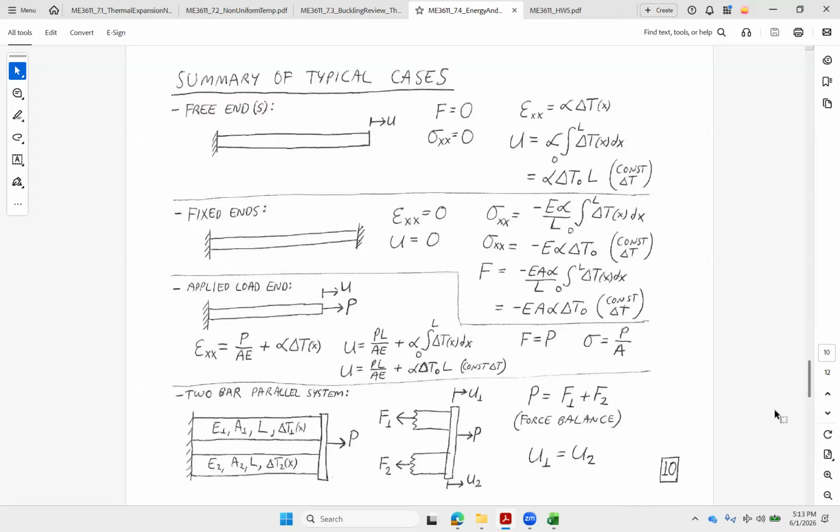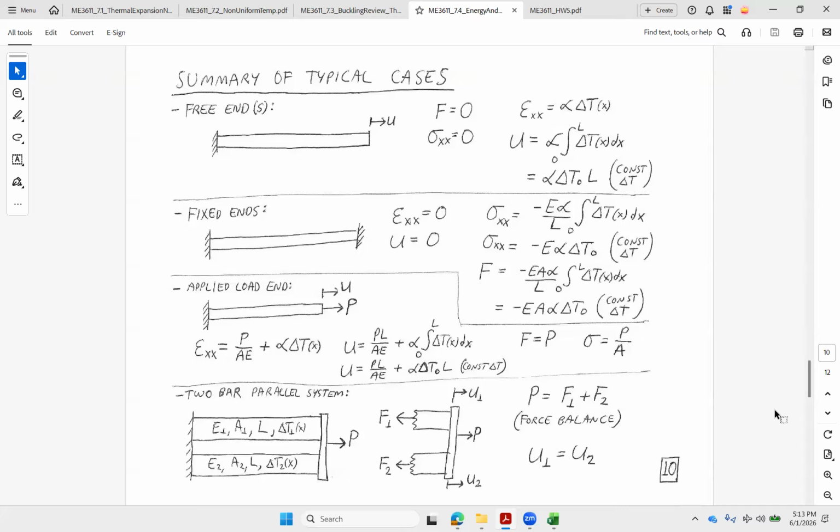Let's say we have a case where we have both some mechanical load and a thermal expansion applied. Well, if it's fixed at one end and the other end has some load in it, P, epsilon XX can be P over AE plus alpha delta T. And then my displacement is going to be something like this. So if I have both a thermal expansion and an applied mechanical load, I'm just going to add those two effects together.